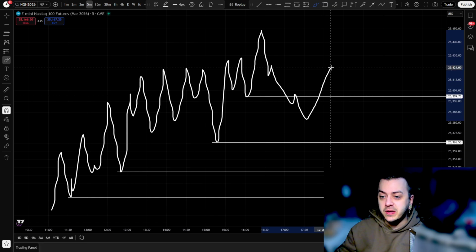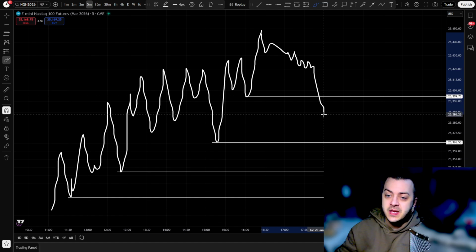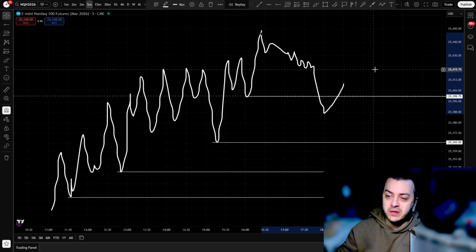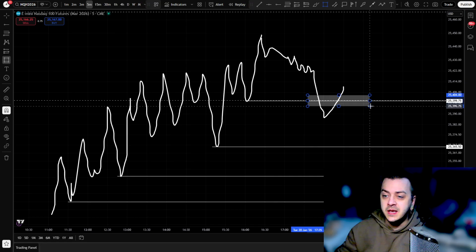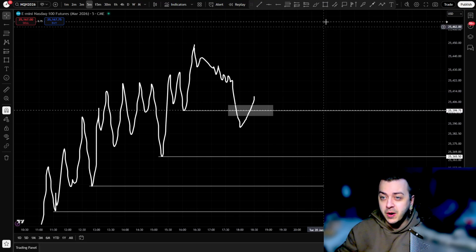And basically I'll just be looking for inversions. So say for example price does this, we're kind of trickling, and then we get this move to the downside, and then what I'm looking for is an inversion back up like this of a fair value gap in this area that we will create from the price action.